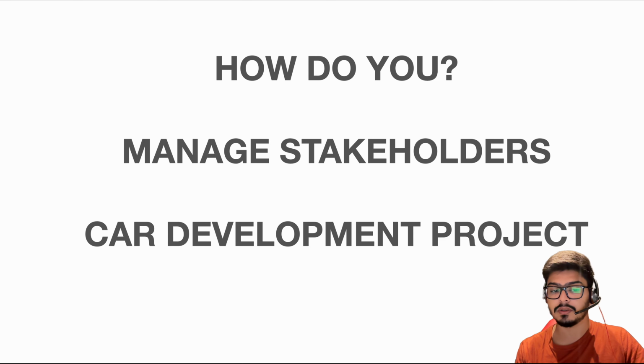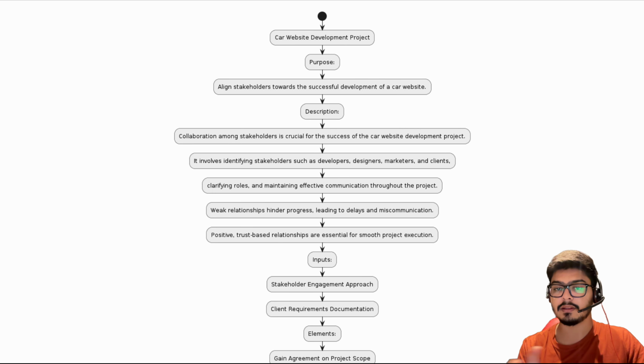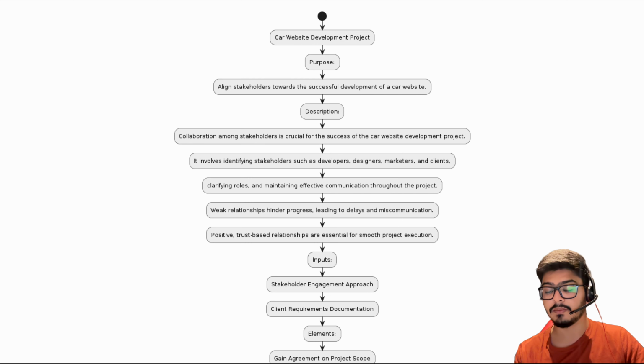How do you manage stakeholders in a car development project as an example? If you look at this, you'll be able to understand how it actually happens in real time. So let's say there's a car development website project, and you need to make sure that you are successfully communicating with your stakeholders throughout this development project. The intention here is we are identifying the stakeholders, and the stakeholders may be developers, designers, marketers, and clients. We are clarifying the roles, their level of impact, their relationships, their delays, their miscommunication, and making sure that everything is at our pace.